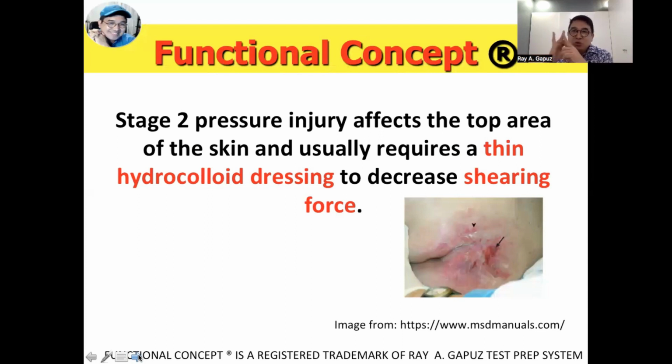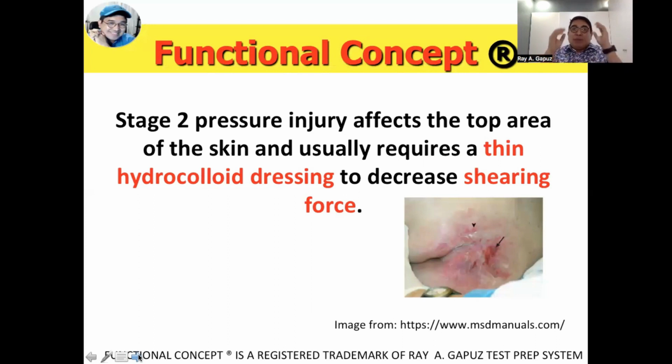Remember, P-U-S, okay? P is their pain. And then U, how do you characterize the ulcer? Does it have any drainage or pus or clear liquid? And then S, swelling and shallow crater or blister. So if you see blister formation, that's stage 2. If you see shallow crater-like wound, that's stage 2.